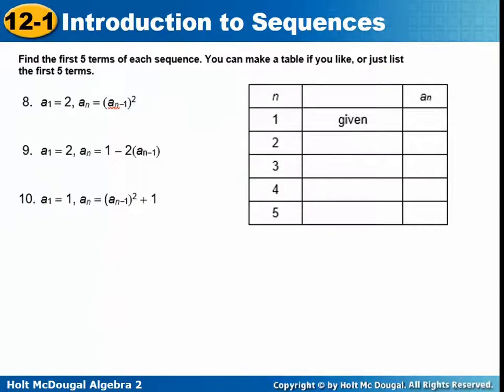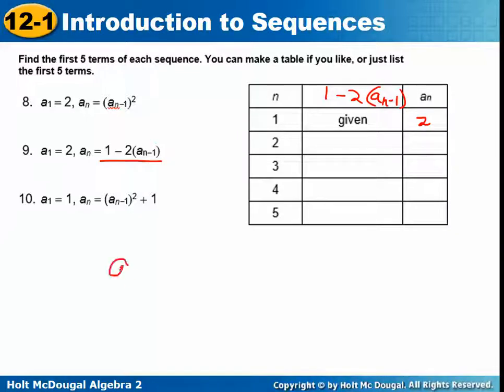Here are some problems from your worksheet like this. So you're going to do the same thing. You can use a table, or you can just write it out on scratch paper and put your first 5 terms here. Let's do number 9. Number 9 says a sub 1 equals 2, so I'm going to put that right there. Then after that, I'm going to use this, which is 1 minus 2 times the previous term.